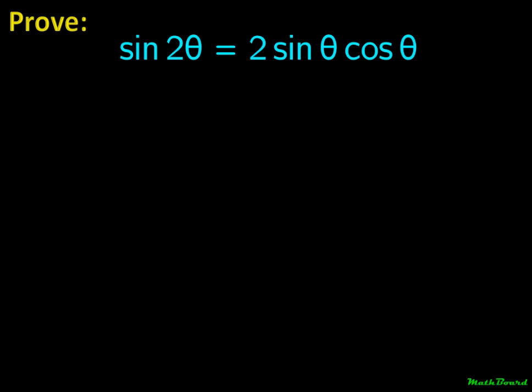Okay, so let's prove sine 2 theta equals 2 sine theta cosine theta. As you can see, this can be proved using the addition formula for sine, which is sine a plus b is just equal to sine a cosine b plus cosine a sine b.